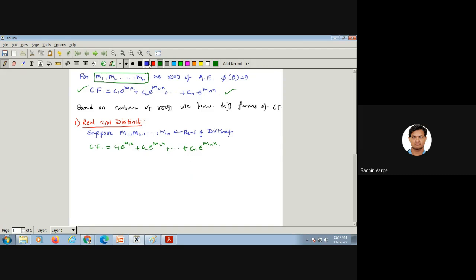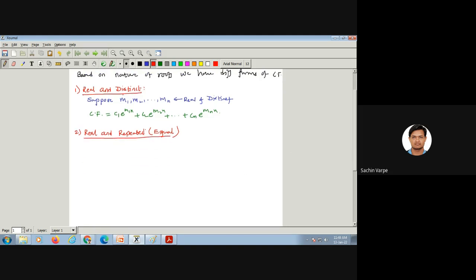But now the next nature is if the roots are real and repeated or equal, we can say if the roots are real and equal, right? So in this case, the formula is, suppose if we consider the first two roots to be repeated, that is, suppose m1 equal to m2 and the rest roots are non-repeated, m3, m4 and so on, mn. Okay? So the formula for the complementary function is then CF is equal to, I'm writing the formula and then we will discuss the logic behind the formula.